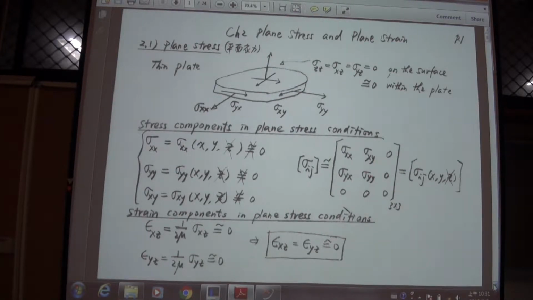So, for the beginner, they should learn a simple problem to start instead of a difficult problem. So this is why we introduce two-dimensional problem to you in this chapter, okay? And I want to mention that there are two different situations where useful two-dimensional problems arise. One is plane stress, one is plane strain.